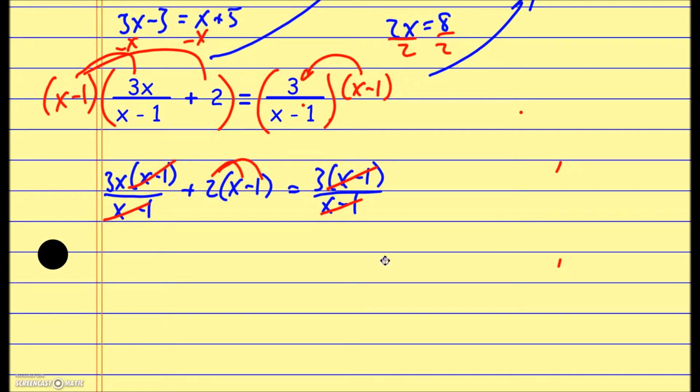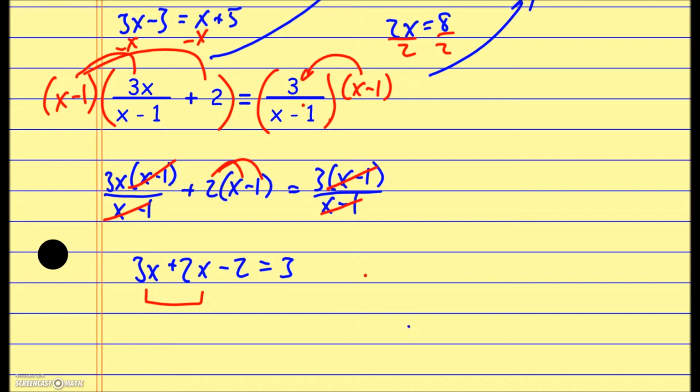All right. And what happens here is I get all this stuff that cancels out. I end up with 3x plus 2x minus 2 equals 3. And so now I've greatly simplified this thing because I've gotten rid of the fractions by multiplying through by this common denominator. Now it's just a matter of combining like terms, and I'm going to finish solving.